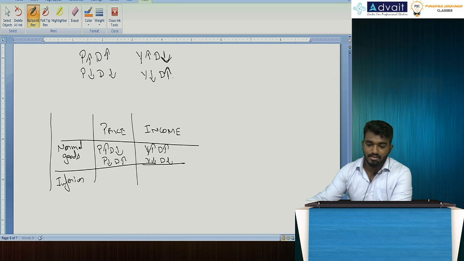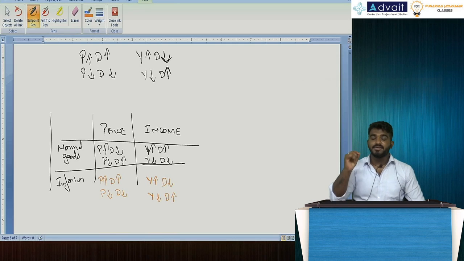Acceptable? Now, sir, with respect to inferior goods, low quality goods, whenever the price of a low quality good increases, demand will also increase. Whenever the price of a low quality good decreases, demand will decrease. Superb, sir. Understood, sir. Now, sir, whenever income of a consumer increases, what will happen to demand for an inferior good? Whenever income of a consumer decreases, what will happen to demand for an inferior good? If you can understand this concept, your life is simple, boss.